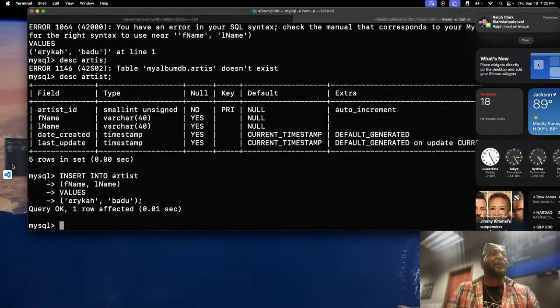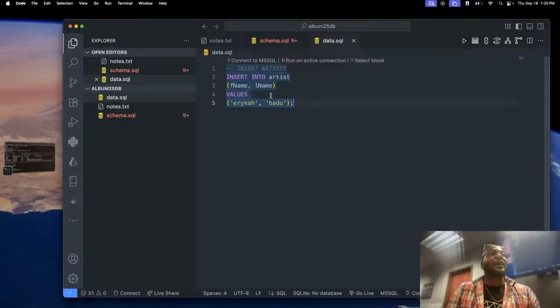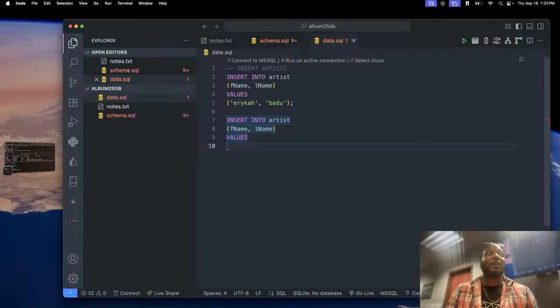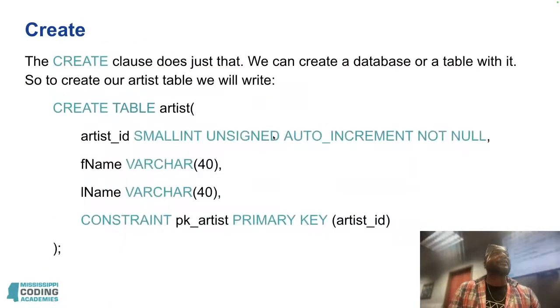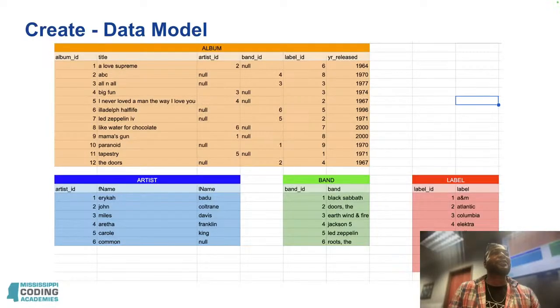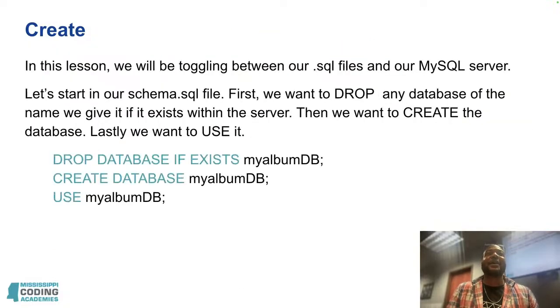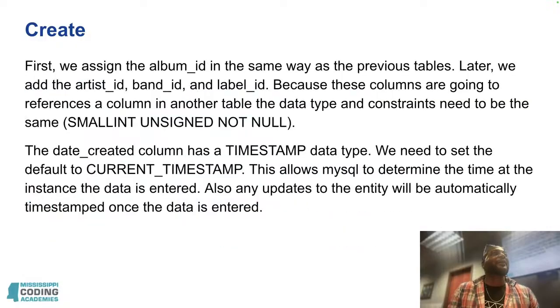I'm going to come back over here and copy just the first part of my statement. And so values, and now I can enter the rest of the data. I know John Coltrane is 2, Miles Davis, Aretha, Carole King, and Common. I got that. John Coltrane, Miles Davis, Aretha Franklin, Carole King, Common. Yeah. All right.